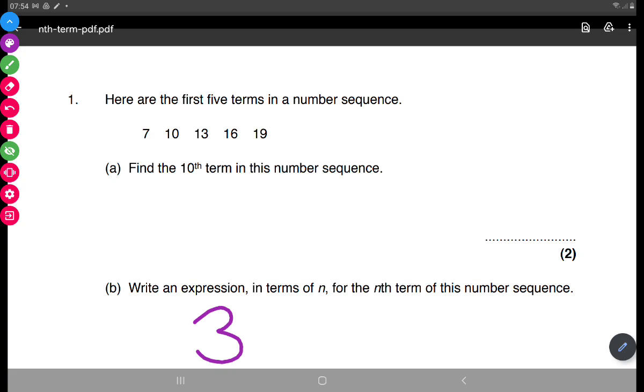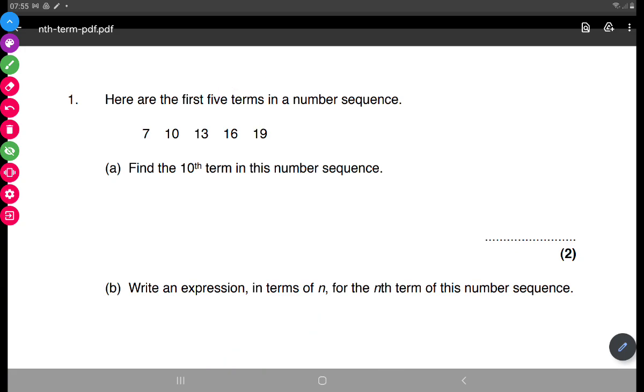3, because it's going up 3 each time. N, which represents the position, the term, where the number is in the sequence. And then we didn't get to 3 there, did we? So we had to add something. What did we have to add? 3 times 1. 3, oh yeah, 4. Okay, excellent. Right. So that should be our algebraic expression.